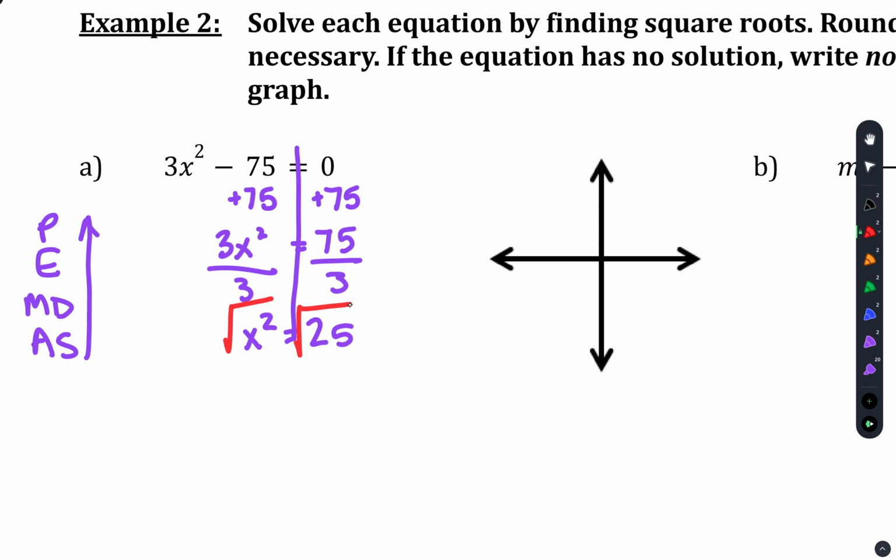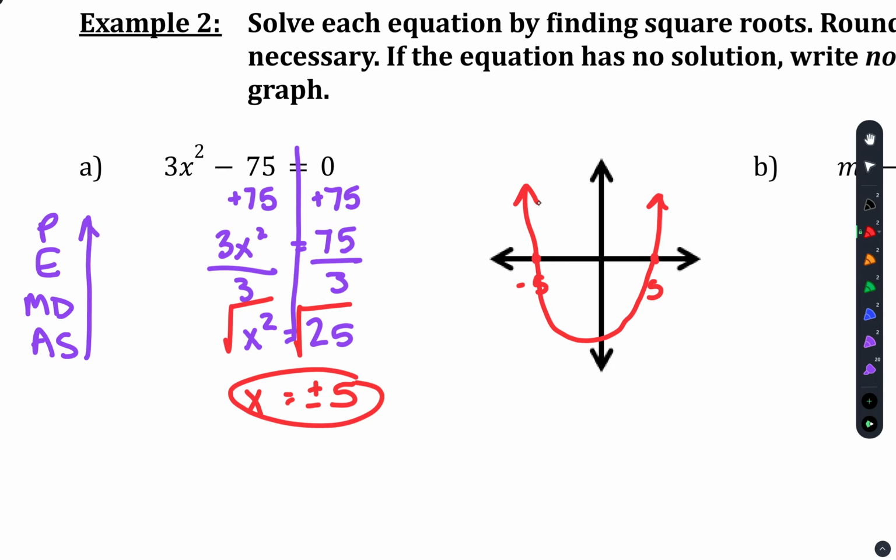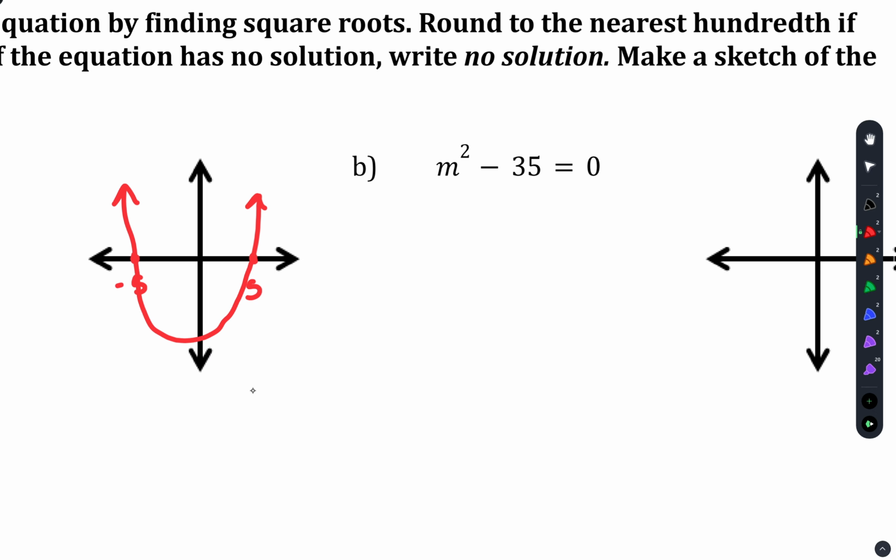X squared, the square root, cancels out. It goes away. It's just x. And then on the right side, the square root of 25 is not just 5. We need plus or minus 5. And now we're going to sketch it. So I'm going to go ahead and put my points on -5 and 5, and I'm going to draw my parabola through because I know that when I get solutions, those are x-intercepts. Any questions on that? Okay.